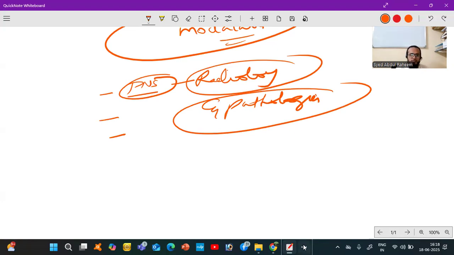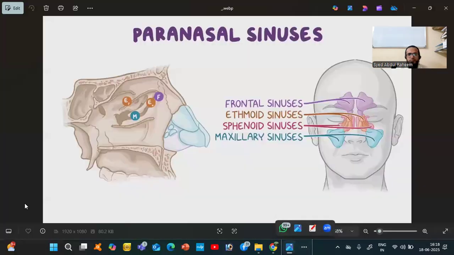So what is PNS? This image will help you to understand. This is the paranasal sinuses. In the head region, we have free spaces. What is their function? To exhale and inhale the air, to bring the air in and to protect against air resistance. So we have these sinuses.